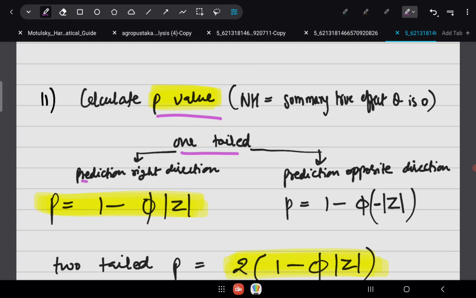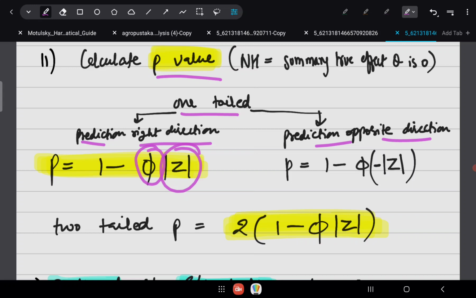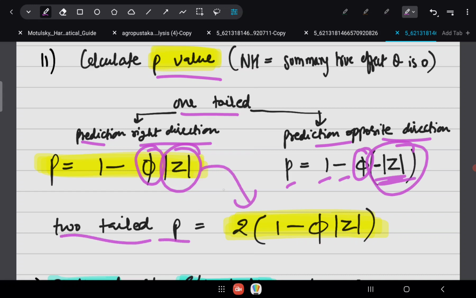One-tailed p-value, if you made the prediction in the right direction, will be 1 minus normal distribution function of Z, whereas if you made the prediction in the opposite direction, the p-value will be 1 minus normal distribution of minus Z, not Z but minus Z. Two-tailed p-value will be exactly twice of this one-tailed p-value when we made the prediction in the right direction.